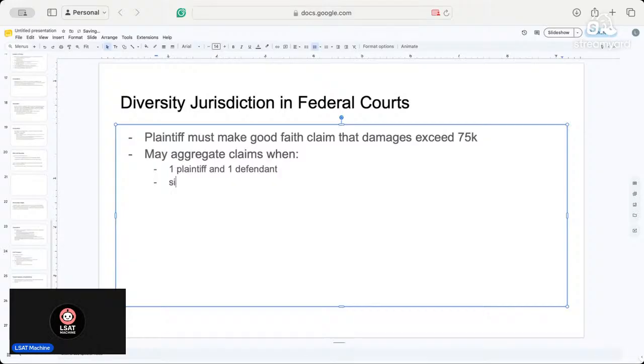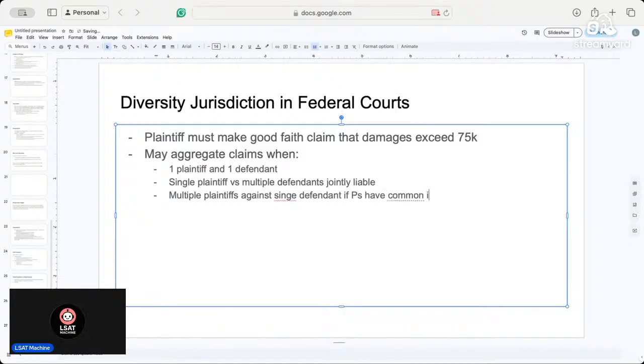When it's single versus multiple defendants. Multiple defendants jointly liable, and multiple plaintiffs against single defendant if P's have common interest.